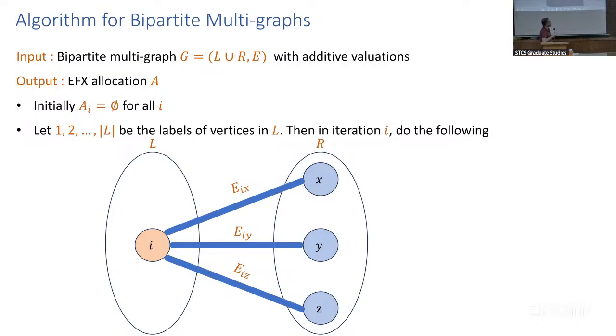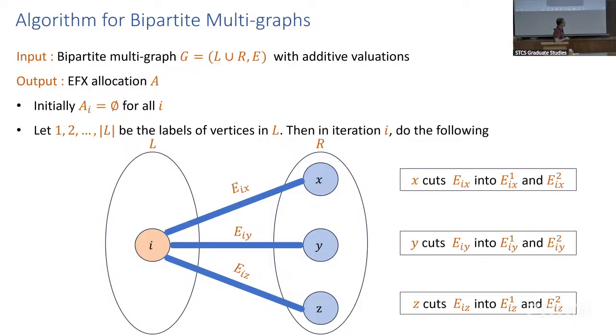Then in any iteration i, we do the following. You look at the neighbors of i. Here the neighbors of i are X, Y, and Z. Each neighbor will cut the corresponding multi-edge. For example, X will cut EiX, Y will cut EiY, and Z will cut EiZ into 2 bundles. These 2 bundles will be EFX feasible for them, right? So basically, we'll have 6 bundles after each of these vertices cut the corresponding multi-edges.